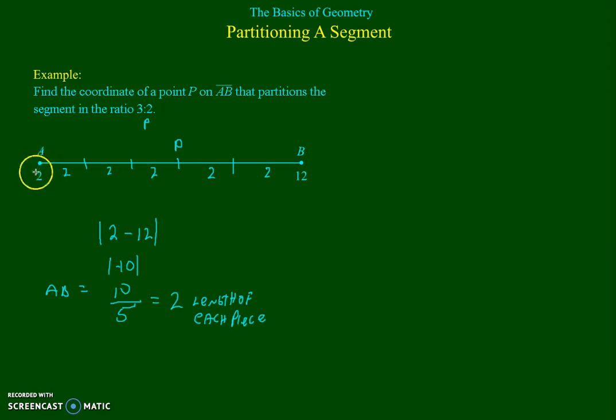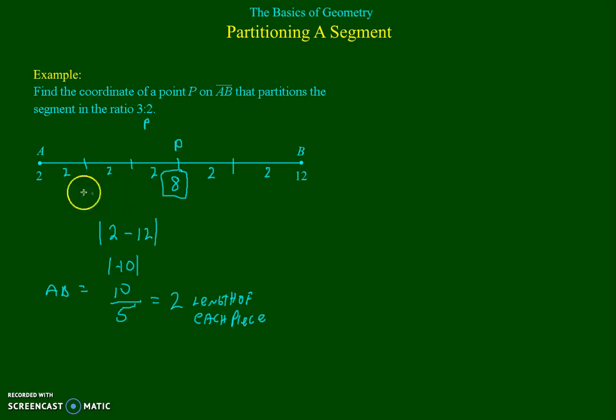So we start counting at A. Well, 2 plus 2 is 4, plus 2 is 6, plus 2 is 8. So this coordinate is 8. And you can see that 2 plus 2, 4, 6. 6 plus 2 is 8. So the answer is our coordinate is 8. That's the coordinate of our point P, and it divides this into the ratio 3:2.